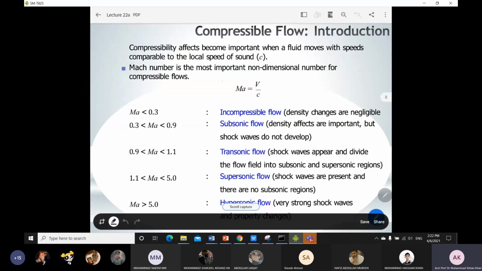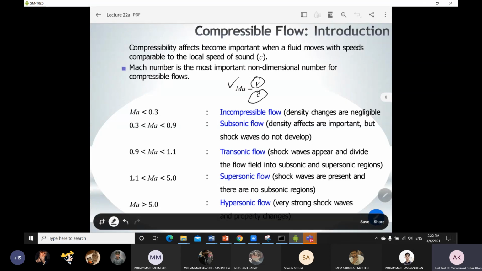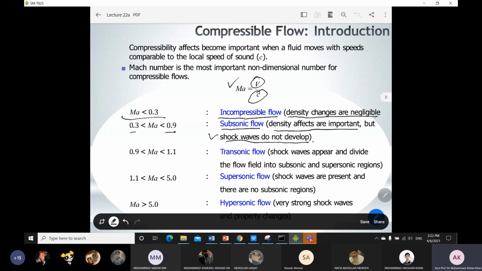Here, for compressible flow, the Mach number we already discussed is the ratio of local velocity to the speed of sound, and the speed of sound we denote with c. If the Mach number is less than 0.3, we assume it is incompressible flow, and density changes are negligible. If it is between 0.3 and 0.9, we define it as subsonic flow. Density effects are important, but shock waves do not develop. How shock waves develop during compressible flow we will discuss in the coming lectures.